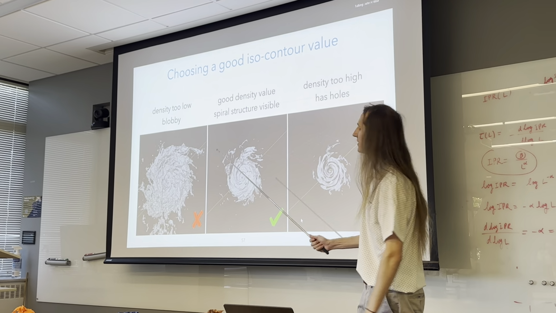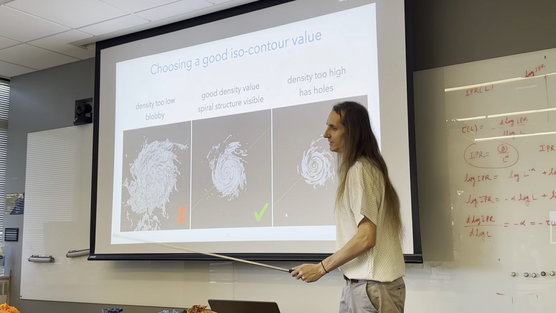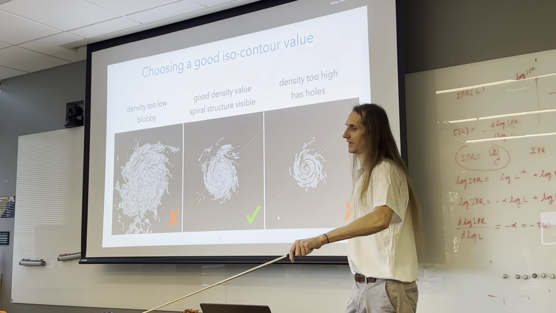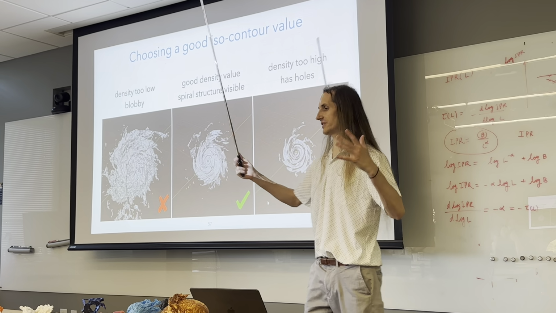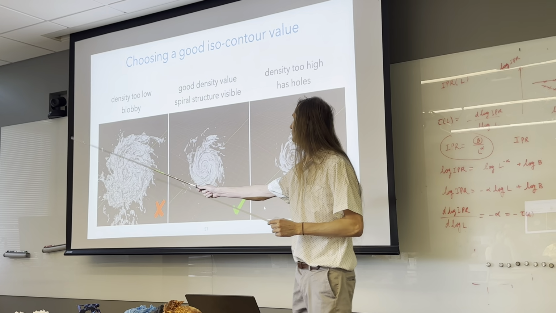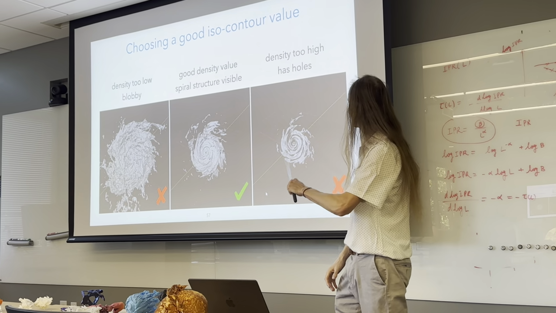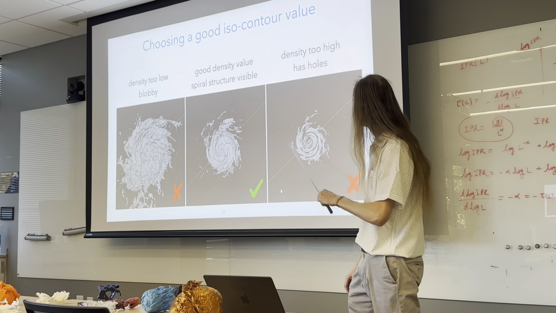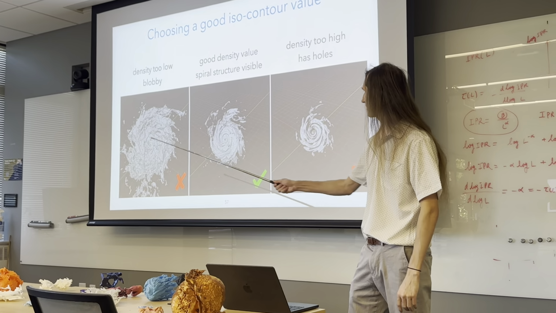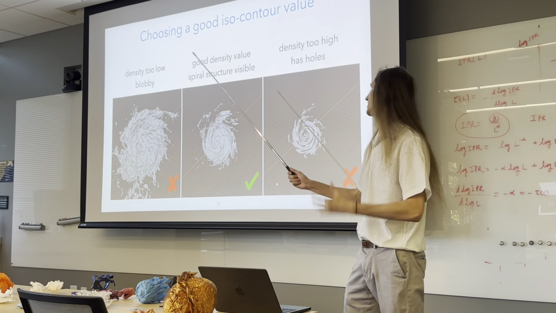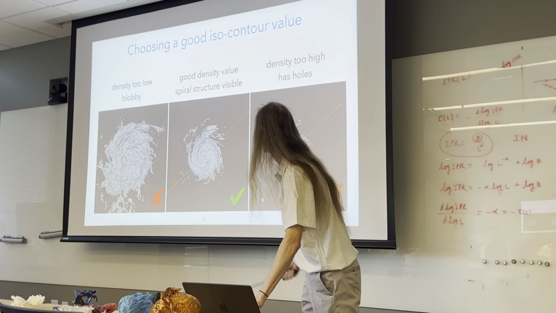So choosing the right value is really important. If we're making a galaxy like this, if you choose a density that is too small, you'll just get the outer regions of that galaxy. It'll be very blobby. If you choose a density that's too high, then you'll have some holes in there. You see these spiral arms, but it's very disconnected, so it'd be very difficult to print. But if you choose the right value, then you can still see the spiral structure. You have one solid model, and it's much easier to print and just looks better.